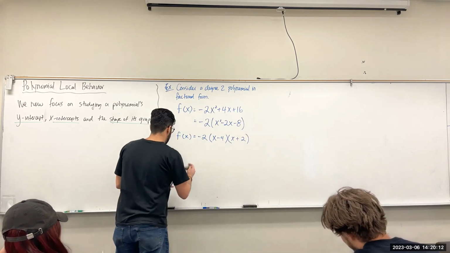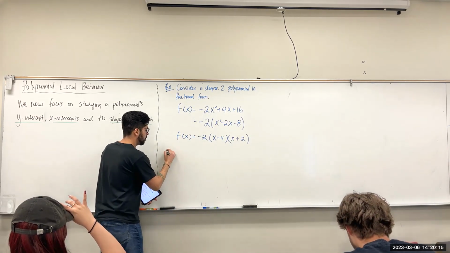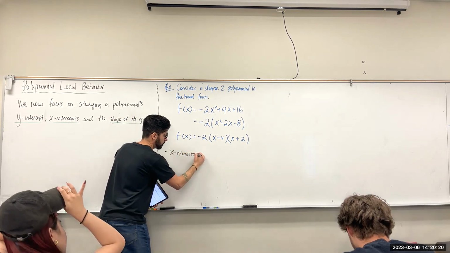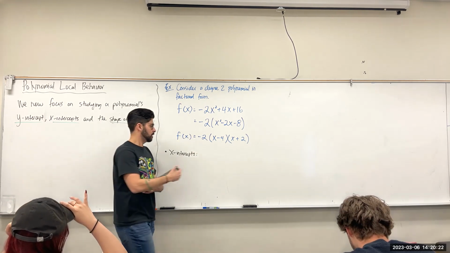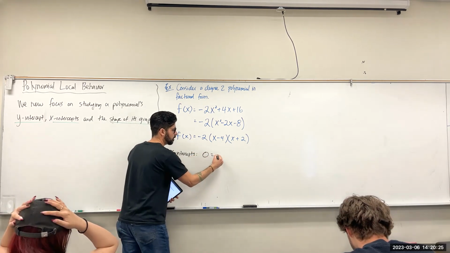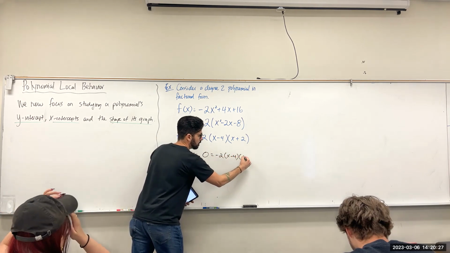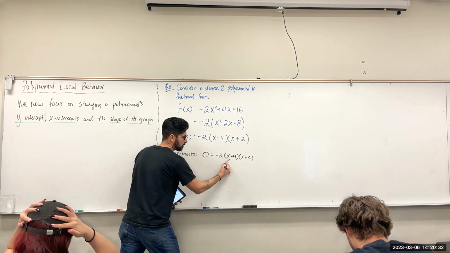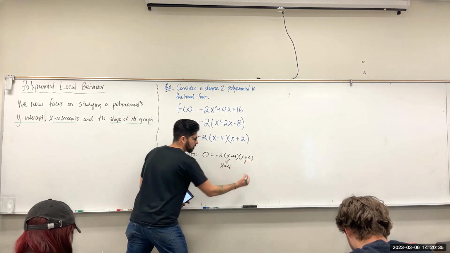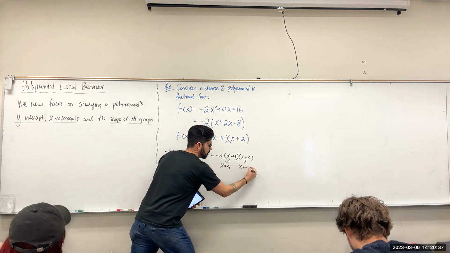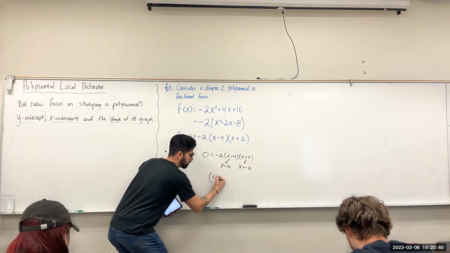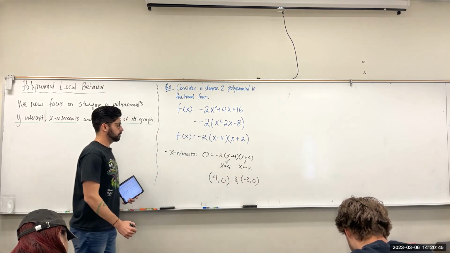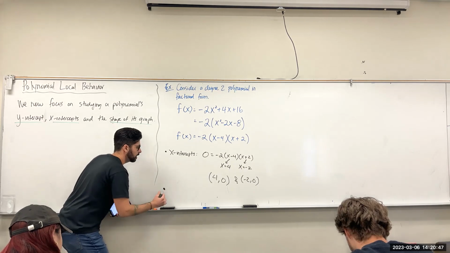Okay, let me go in black. So what are the x-intercepts? Set this equal to 0. Good. So then what will make this 0? 4. And what makes this 0? -2. So then the intercepts are (4, 0) and (-2, 0). Good. Sorry for folks in the back, I'll try to write big.